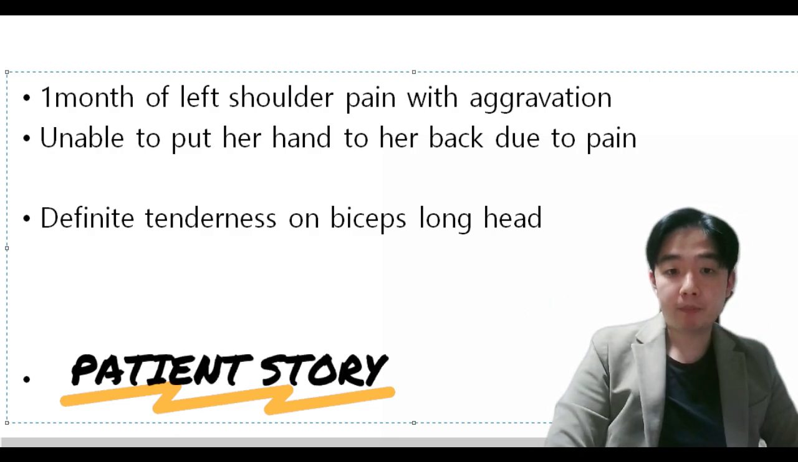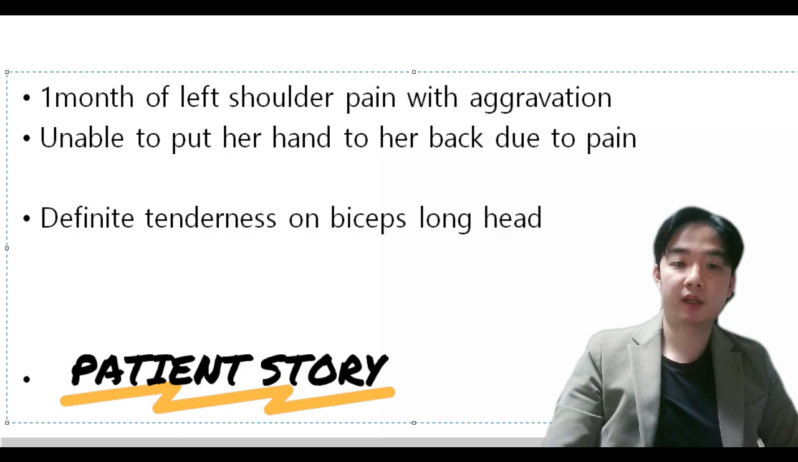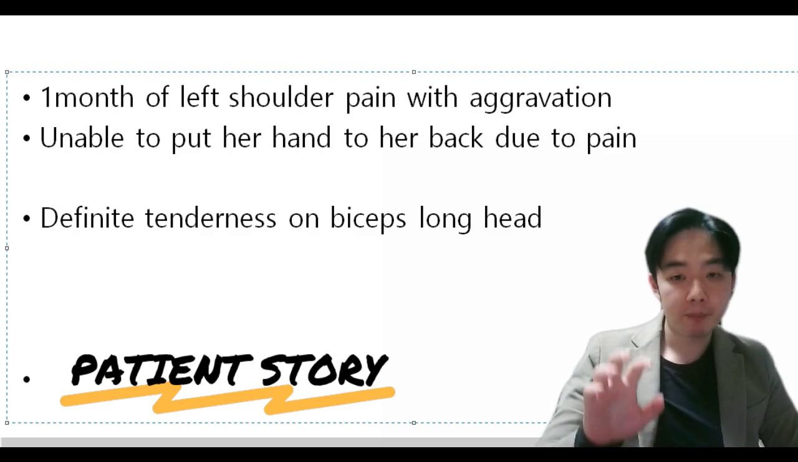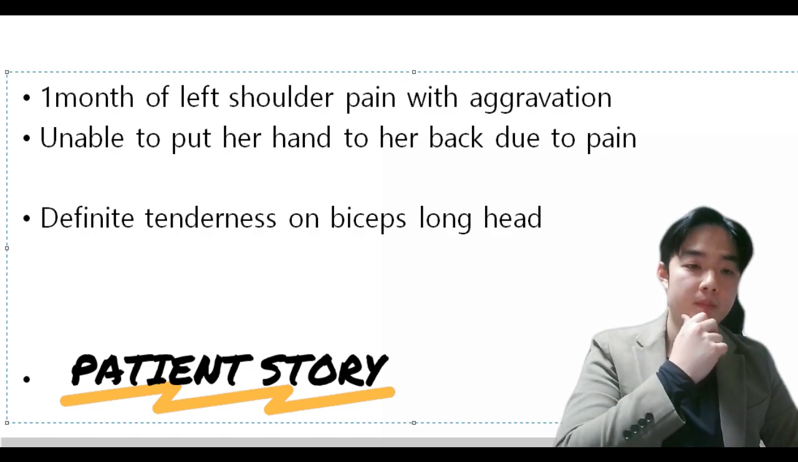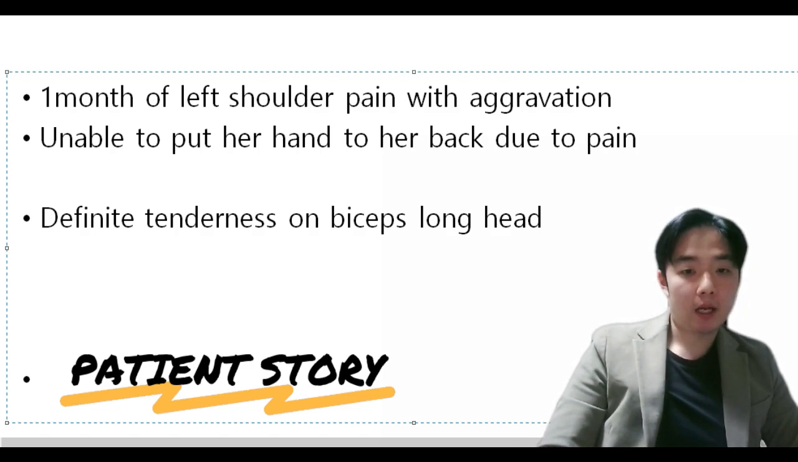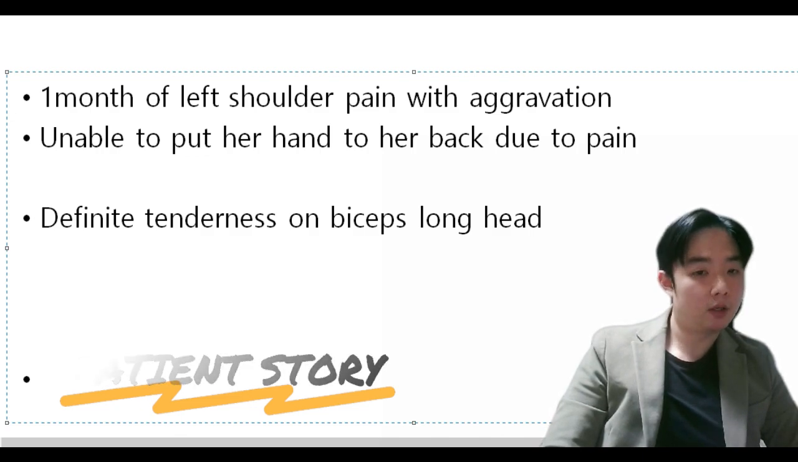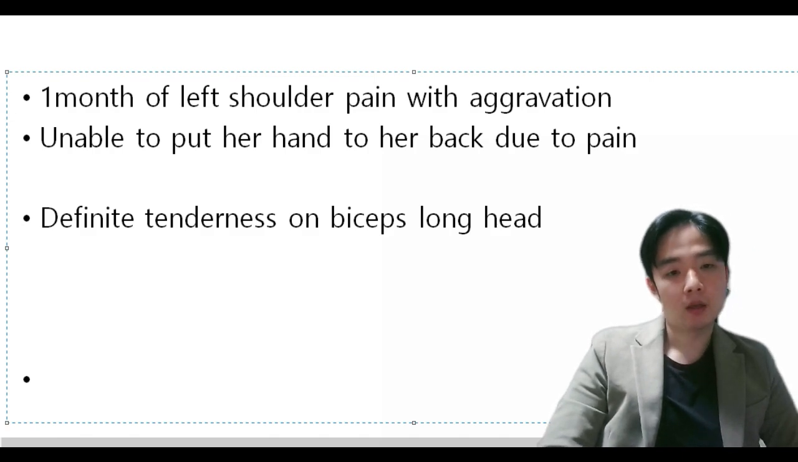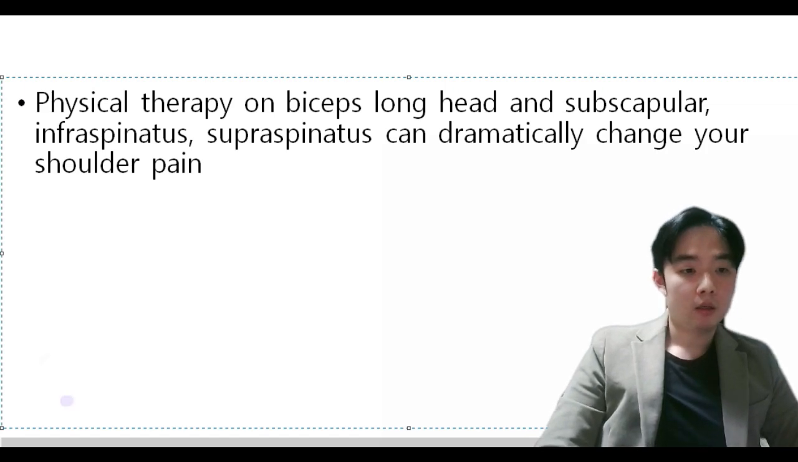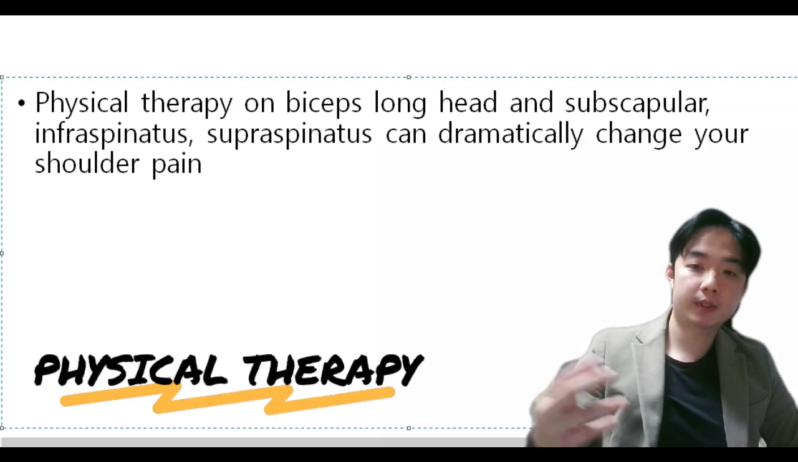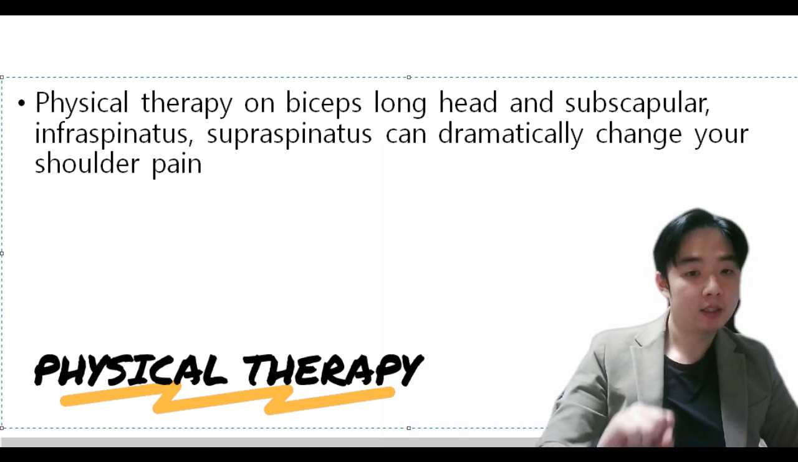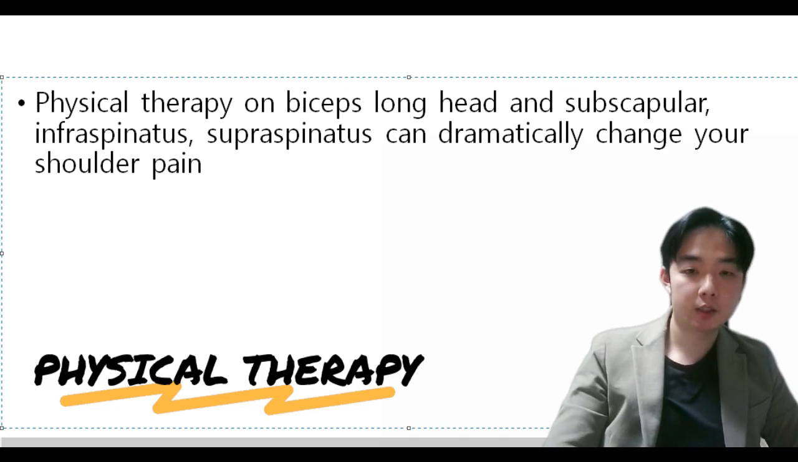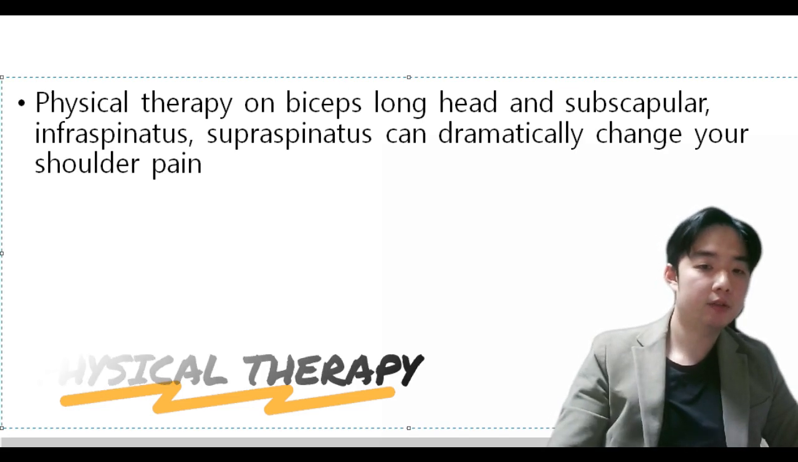I will tell you about a patient story to all of you, and you can feel that there are lots of similarities between this patient and people around you who suffer from shoulder pain. She suffered aggravating left shoulder pain for a month. Also, she was unable to reach her back with her hand due to pain. On physical exam, there was definite tenderness on the long head of the biceps. Our physical therapist performed physical therapy on the biceps long head, subscapularis, infraspinatus, and supraspinatus muscle, which dramatically reduced the pain.